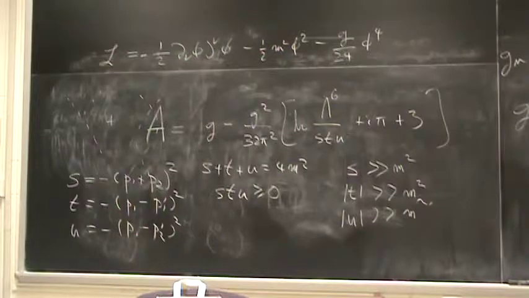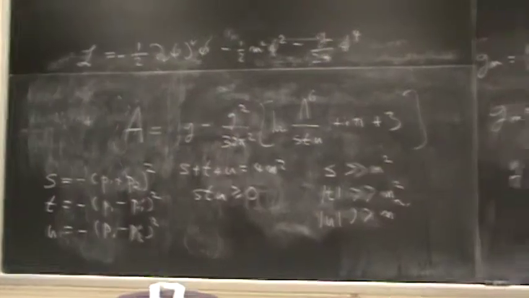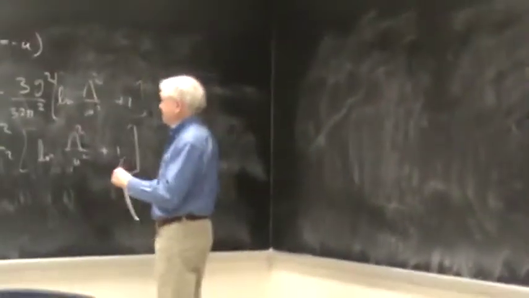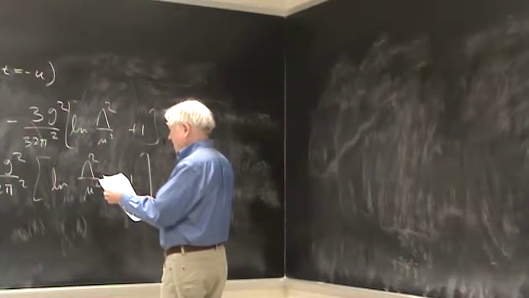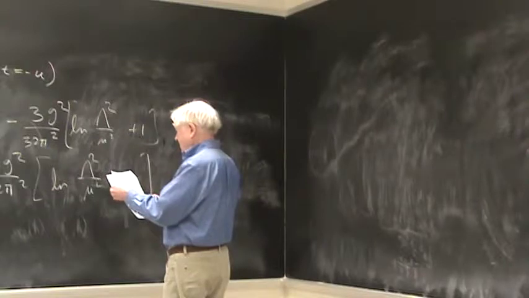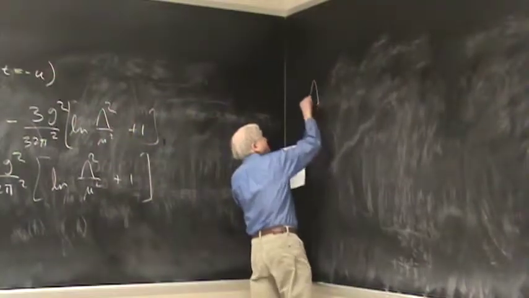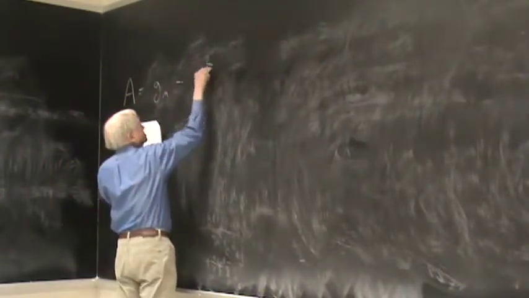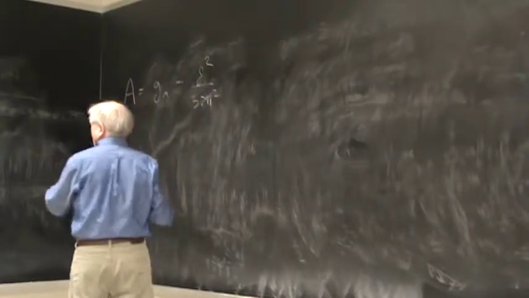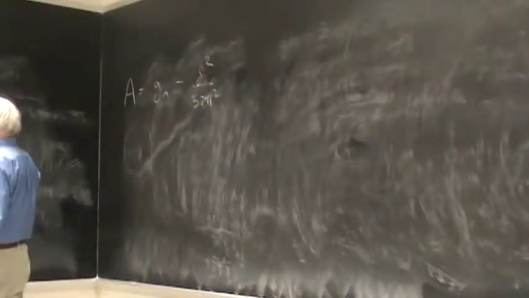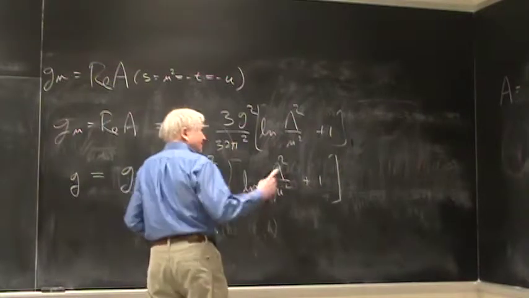Okay, so here we replay. This tells us the bare coupling is the running coupling plus these terms. And then what we can do is express the amplitude. The amplitude then is g mu minus g squared over 32 pi squared. And what happens is that if we substitute in here, in other words, we replace g by g mu plus this. In fact, let me do this explicitly.